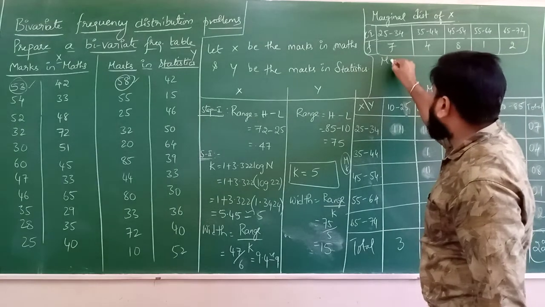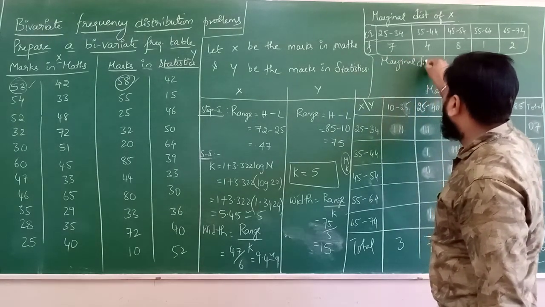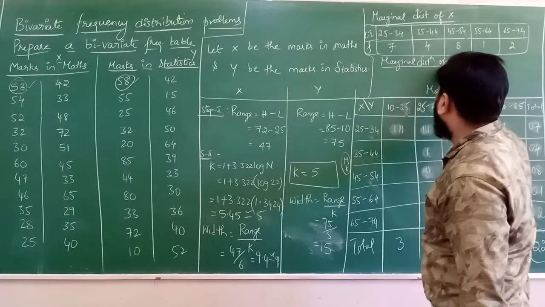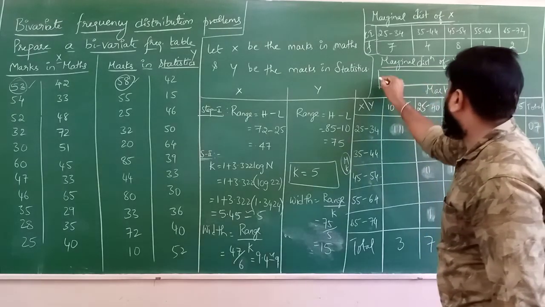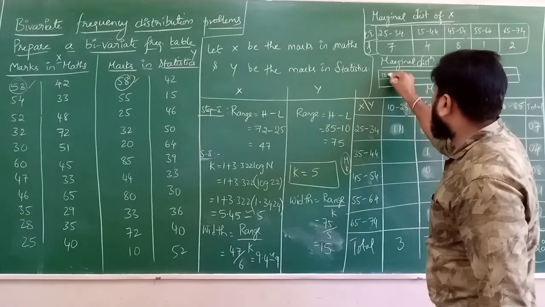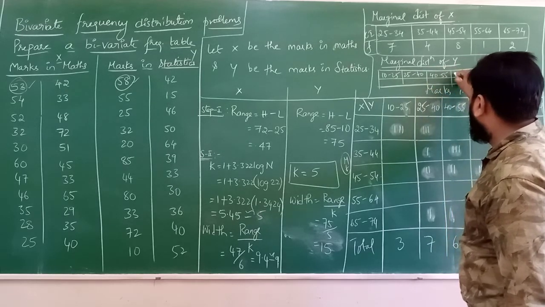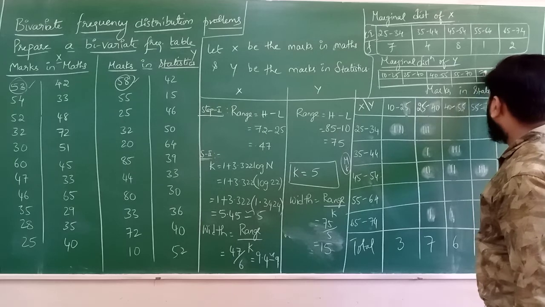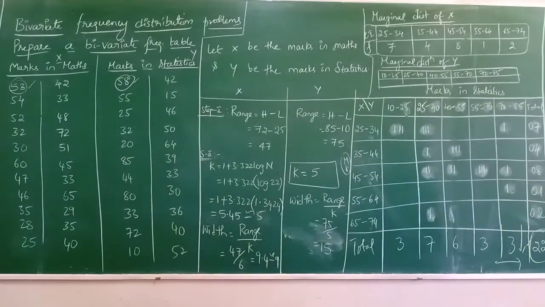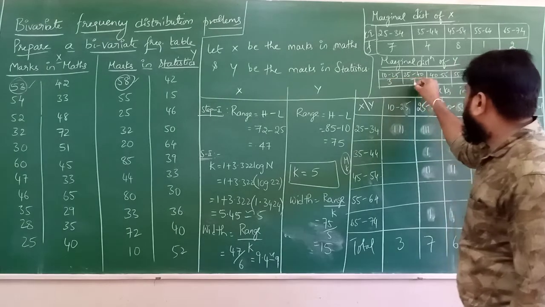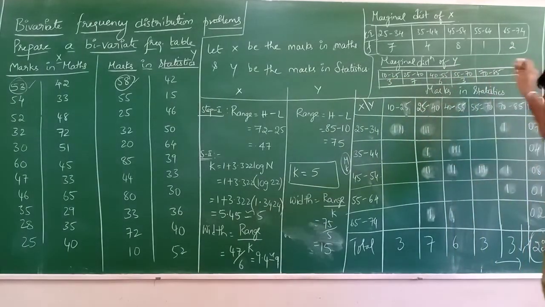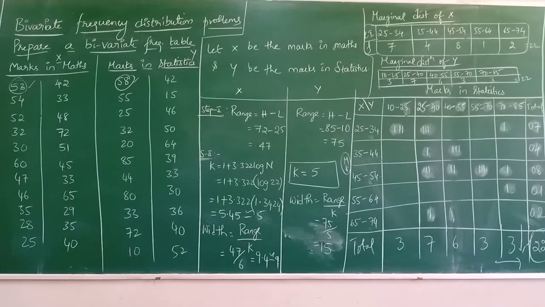Similarly, the marginal distribution of y. What are those? 10 to 25, 25 to 40, 40 to 55, 55 to 70, 70 to 85. Now, those frequencies 3, 7, 6, 3 and 3. This total is 22 and this total is also 22. This is how the bivariate distribution problem has to be calculated.